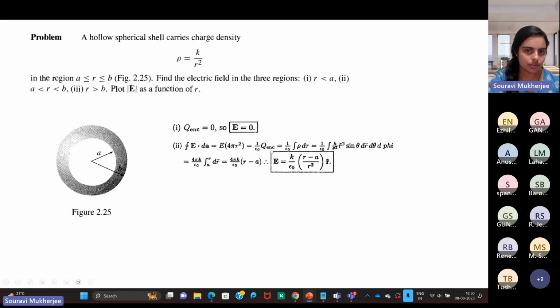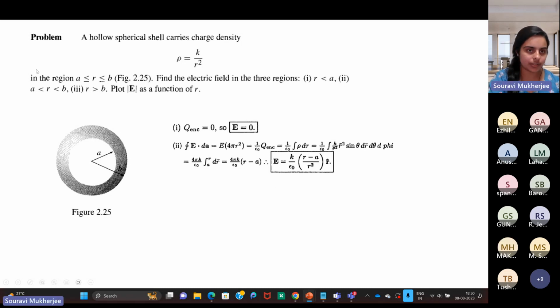And what is the Q enclosed? This is your volume element, and then you do an integration over r, theta and phi. The integration over the radial quantity should be from a to r, the radius that you have chosen. If you do that, this is what you get.